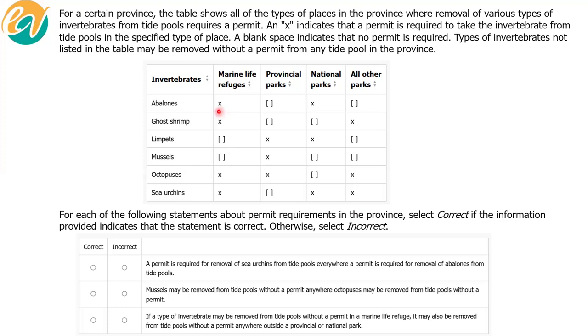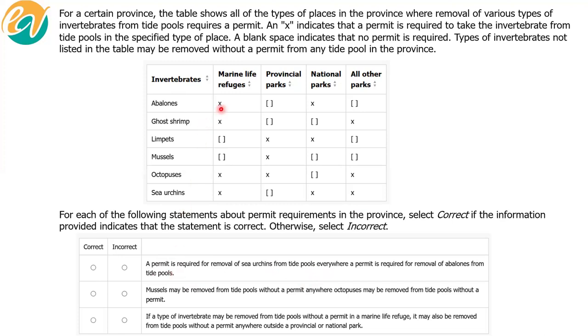First statement, second table. An X indicates that a permit is required to take the invertebrate from tide pools. First one: a permit is required for removal of sea urchins from tide pools. Well, this is a correct statement, by the way. The English is correct, I mean.